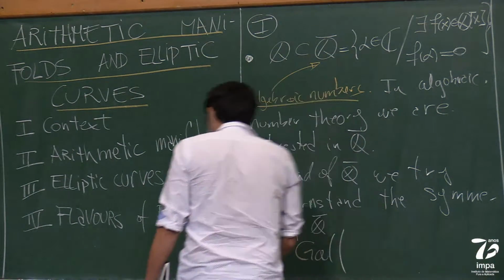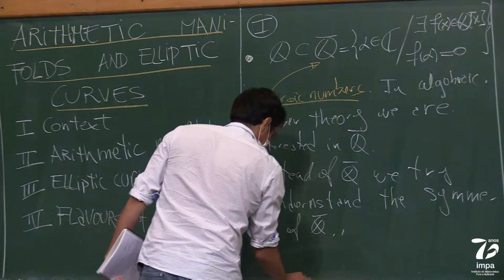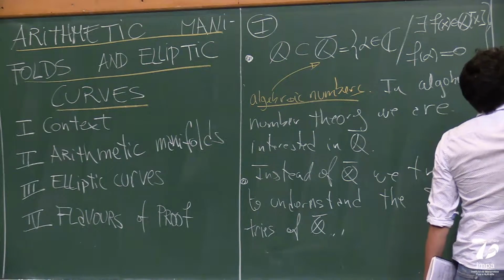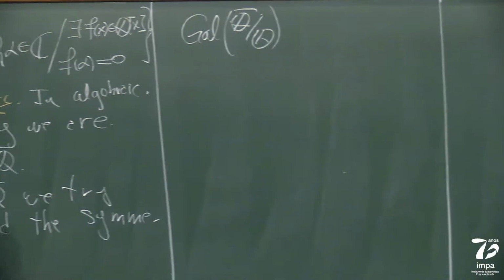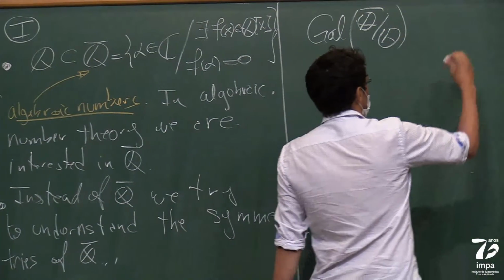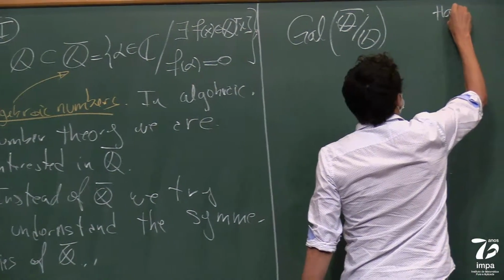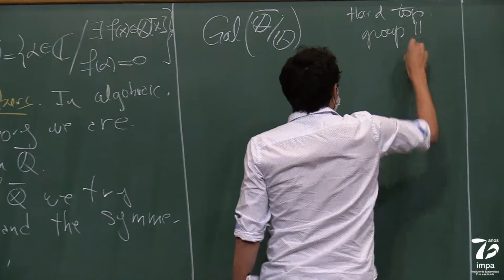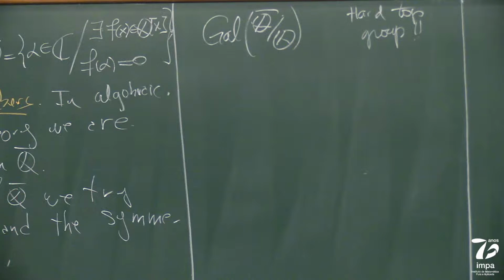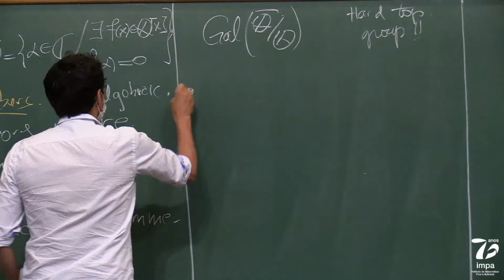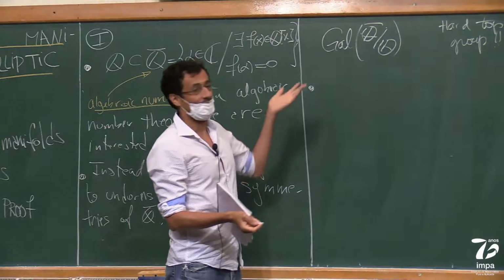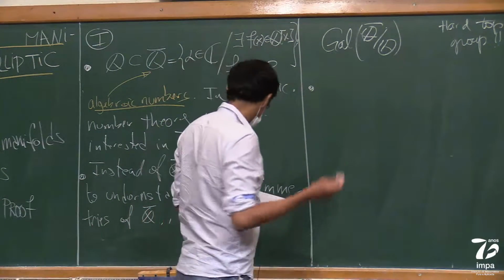Let me write on the other blackboard. This is the group of symmetries, the Galois group. This group is a very big group, a hard topological group, so it's not very easy to describe. It's difficult. So you try to understand the symmetries of Q bar, but this is still difficult, so you try to understand the representations of this group.